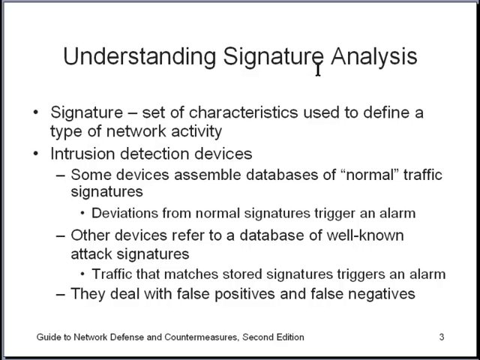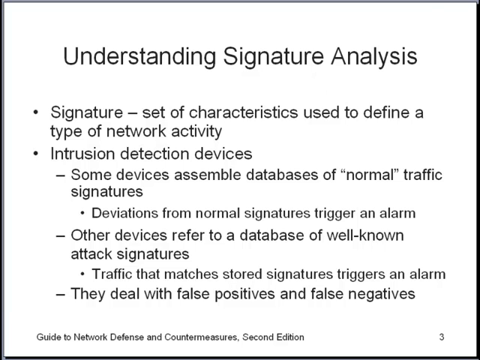There are actually two types of intrusion detection devices. Those that can be put into the anomaly detection category, or those that can be put into the signature category. Other devices refer to a database of well-known attack signatures, and so notice that those two types of intrusion detection devices are looking at traffic by different means. One is comparing it to known good traffic, and the other is comparing the packets to bad traffic.